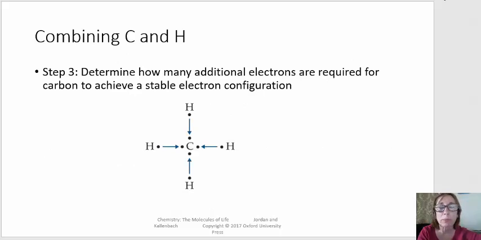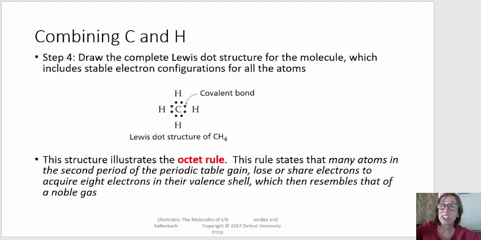So carbon can accommodate 4 hydrogen because each hydrogen can donate 1 electron. Carbon has 4 unpaired electrons. And here is the Lewis dot structure for the simplest carbon-hydrogen compound known as methane.